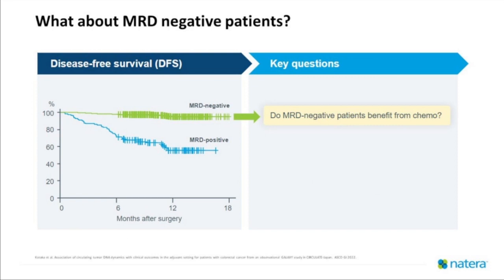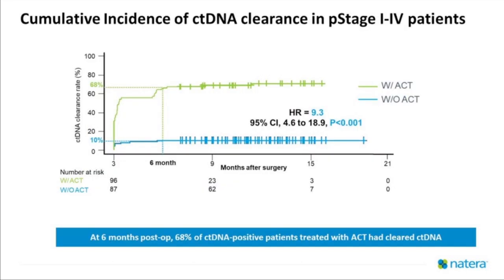Now, what about these negative patients? And this is kind of what we talked about a little bit at the beginning. Can I make them even better by giving them chemotherapy? They're already at a really good 12-month disease-free survival of 95.2%, but can we increase that any more by giving adjuvant therapy? And you can see here with this graph that the ctDNA clearance rate is now on the y-axis.